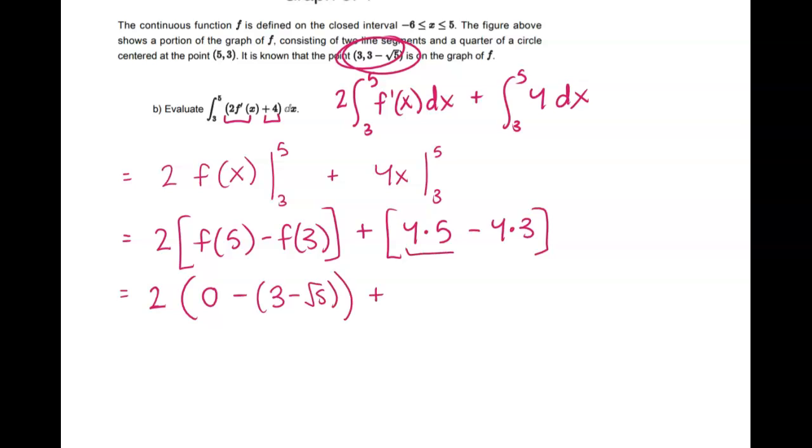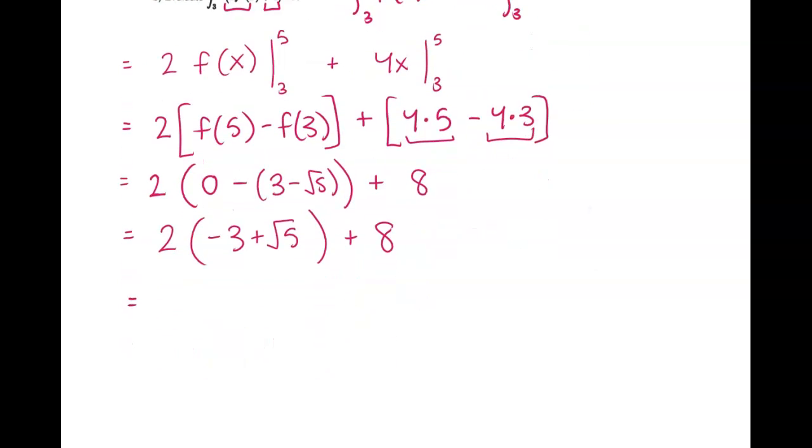Plus, this up here is 20 minus 12, which is 8. So this is 2 times negative 3, distribute the minus sign, plus square root of 5, plus 8. Almost there. Negative 6 plus 2 square root of 5 plus 8. So we get negative 6 plus 8, which is 2, plus 2 times the square root of 5.